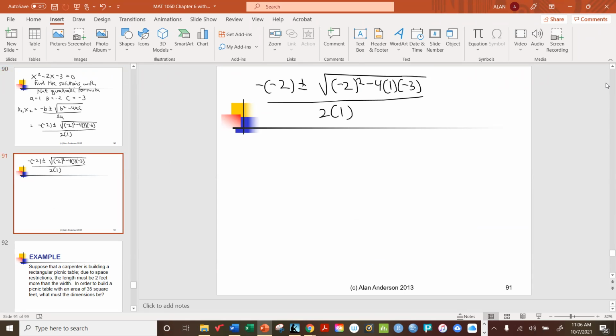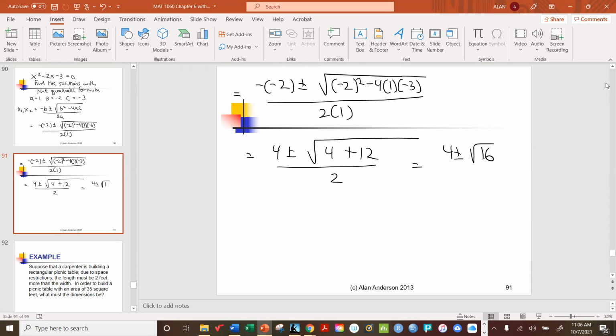All right, let's take it to the next step. 2 plus and minus the square root of 4. Now here's where we have to watch it. This is 4 plus 12 because there's a double negative here. So you can write this as 2 plus and minus the square root of 16 over 2. 16, of course, is a perfect square.